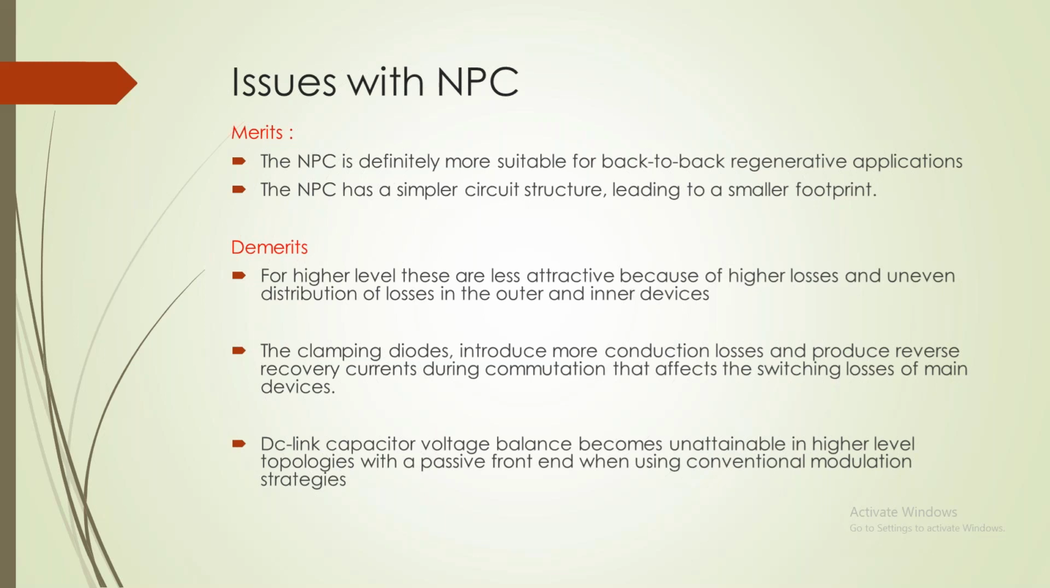Now what are the demerits? My focus is more on demerits because advantages anyhow we can go through. What are the demerits of the neutral point clamp converter or diode clamp converter? For high level converters, these are less attractive. Why are these less attractive? Because there is a disproportion in sharing the source current.